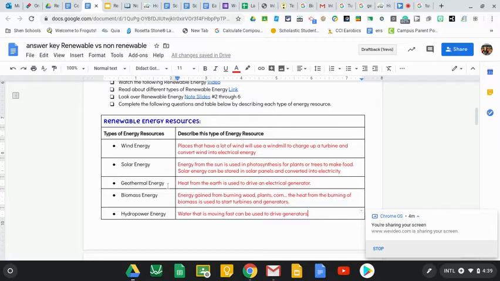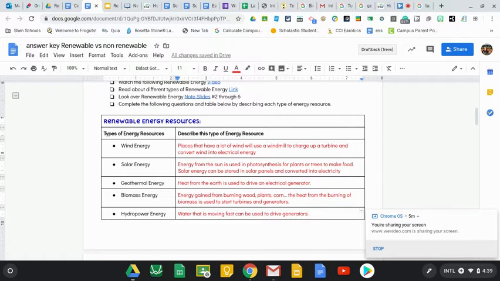So geysers out west, they'll use this heat and the steam will spin through the turbine, which will spin the generator. Biomass, so burning wood, plants, corn. They were trying to make cars that were fueled from biomass. A lot of scientists are doing research in that field.